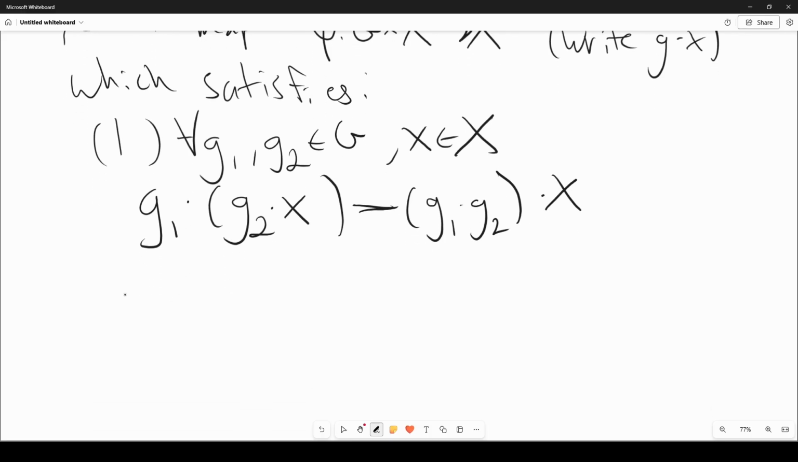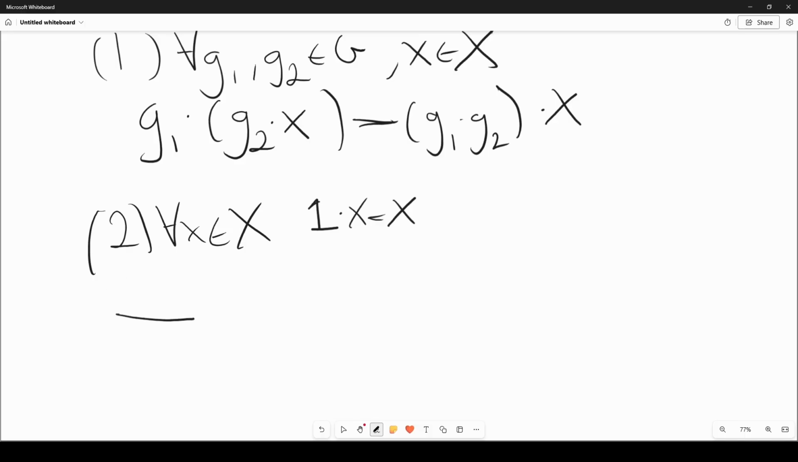Okay, then the second one is, for all x in X, 1 dot x equals x. You can think of this 1 as obviously meaning the identity in G. This rule is telling us that we still want the identity to play a similar role as it does in the group, where if it's acting on the set, it shouldn't do anything to the set elements.